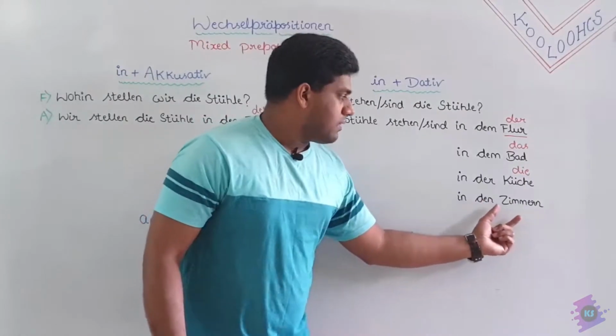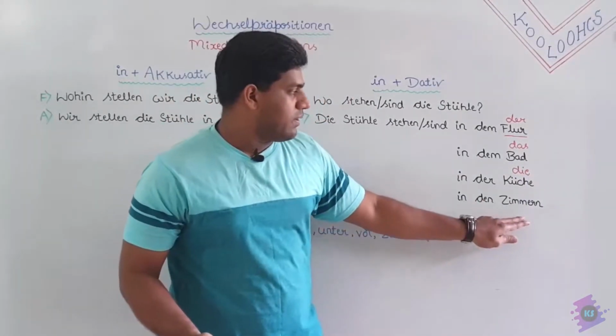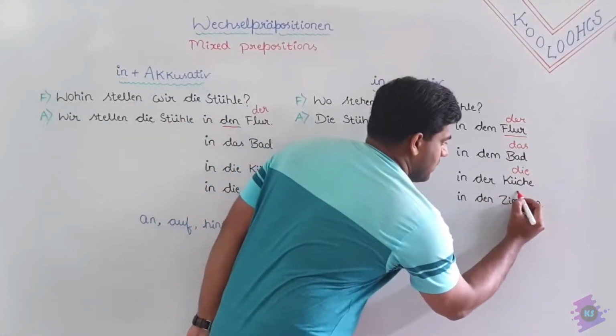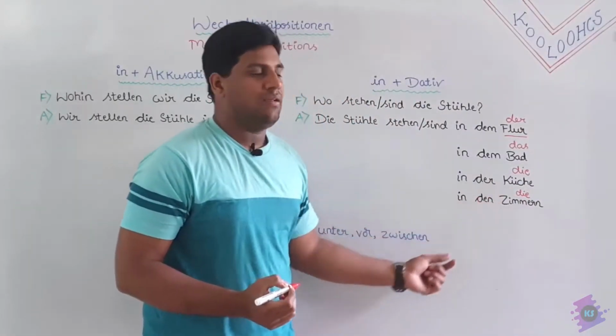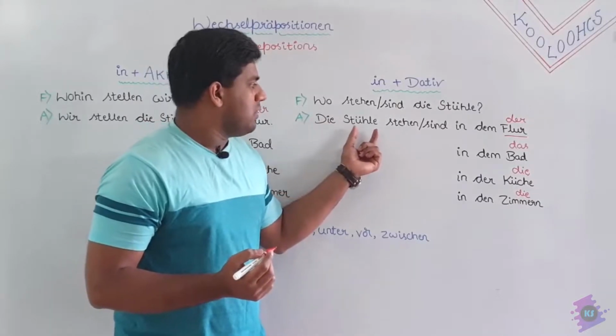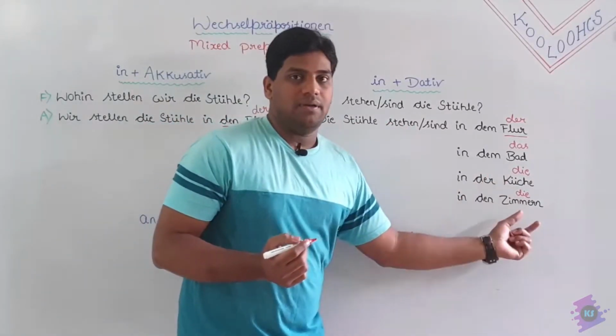And next is Zimmer. Zimmer, as I said, it can be singular or plural. Here I am using this as plural. Okay, that is die Zimmer. So it is die Zimmer, and in dative it changes to den. So the statement goes like this: die Stühle stehen oder sind in den Zimmern.